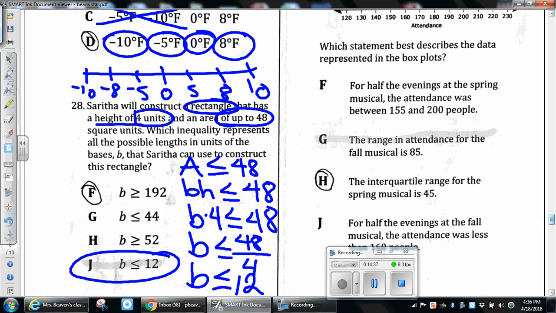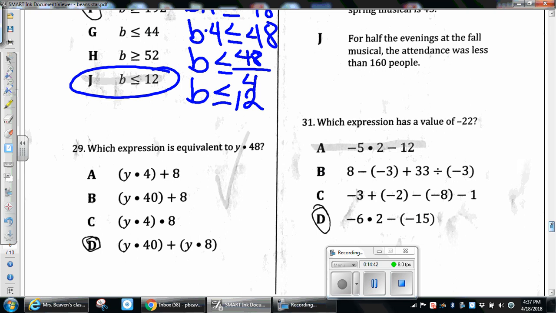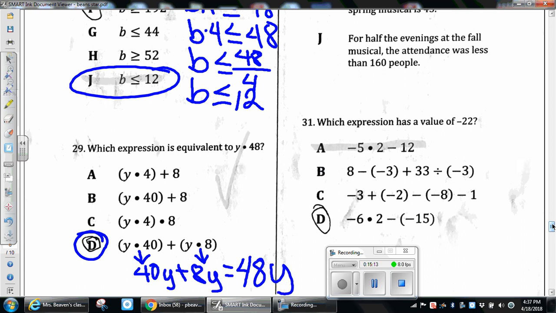So let's go up now to question 29. Which expression is equivalent to y times 48? The correct answer is D, because if we do this part, we will get 40y, and if we do this part here, we will get 8y. Now, if we combine like terms, because they both have the same variable, y, we can just add the coefficients, the 40 and the 8, and that will be 48y. So good job on that.